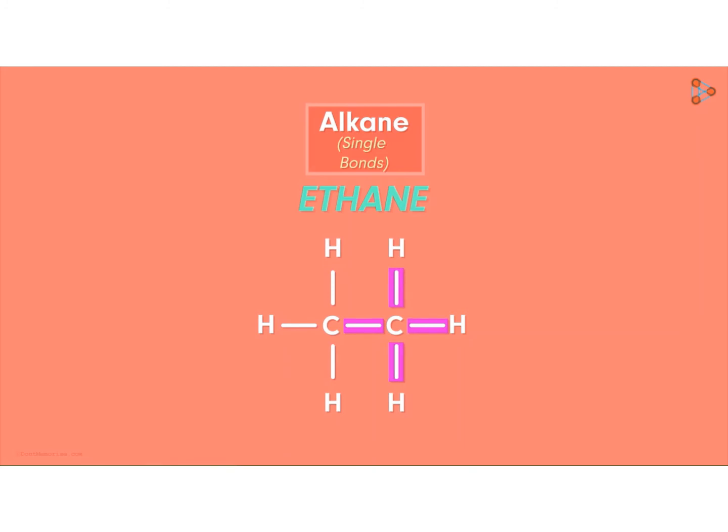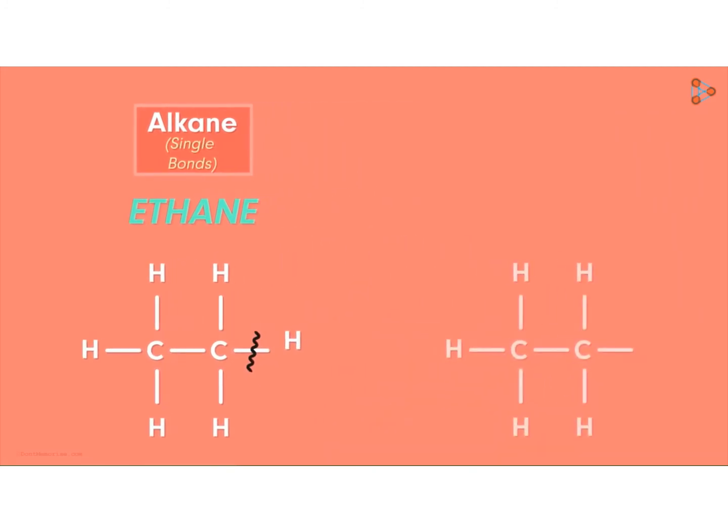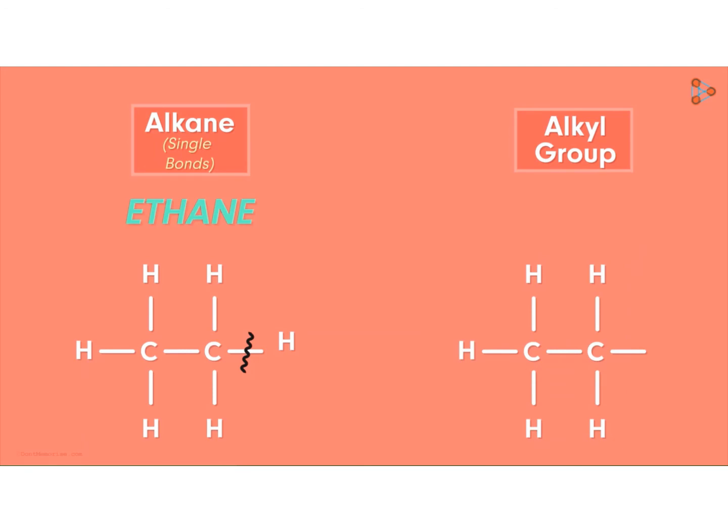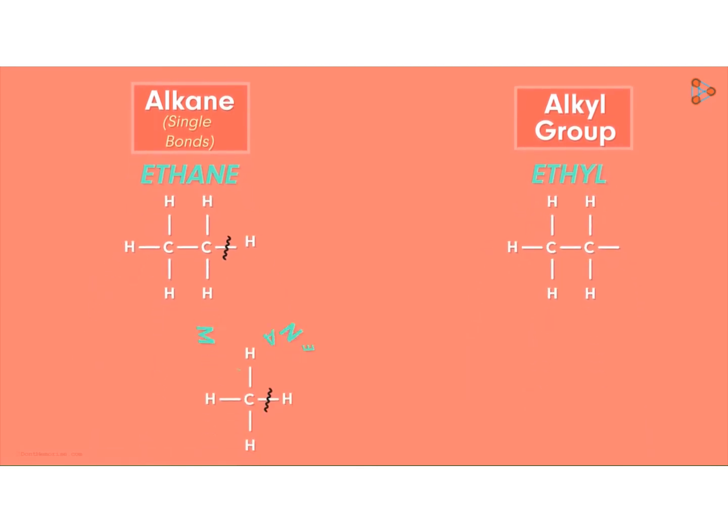However, if we remove even one hydrogen atom, then the group becomes capable of forming bonds with other compounds. Like in this case, it can bond with a functional group from this point. This thing that you see here is an alkyl group. It is just derived from an alkane by removing one of its hydrogen atoms. That's all. Here it's derived from ethane. Hence it's called an ethyl group. Similarly, if we remove one hydrogen atom from methane, it will be called a methyl group.